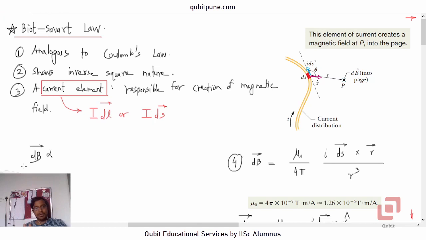It is an empirical law derived from experiments. This magnetic field here is directly proportional to the cross product of the current element and the unit vector in the direction towards the point, and it is inversely proportional to the square of the distance between them. Is that clear?